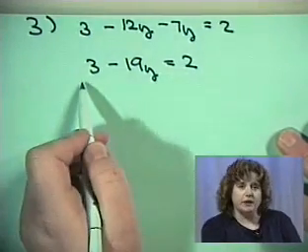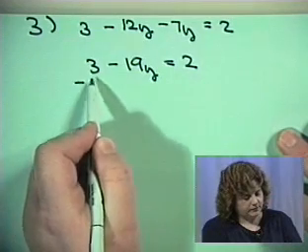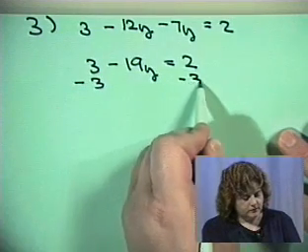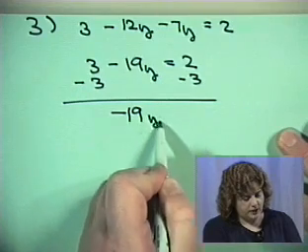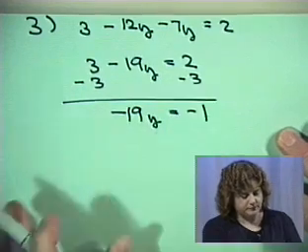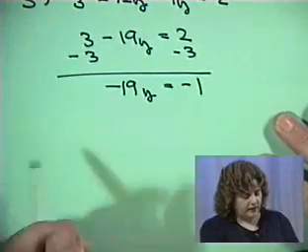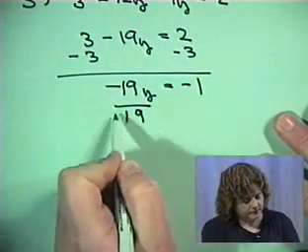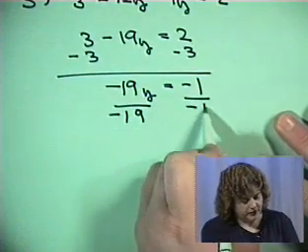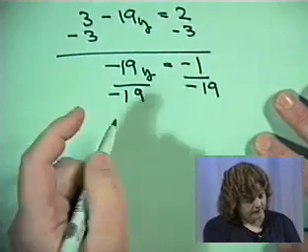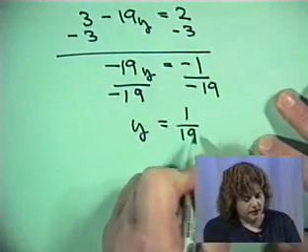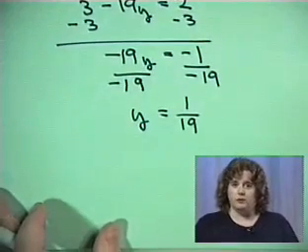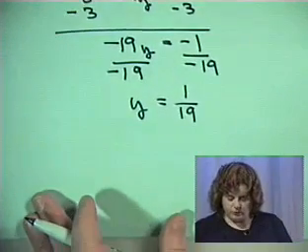Let's go ahead and subtract the 3 from both sides, and we'll have a negative 19y equal to negative 1. Now we need to divide by the negative 19 so that our y is all by itself. And we have solved for y. It is equal to 1/19. It's not the most convenient number in the world, but it's what we have to work with.